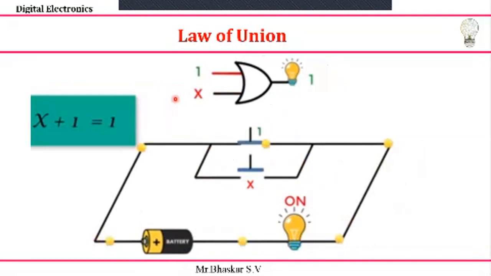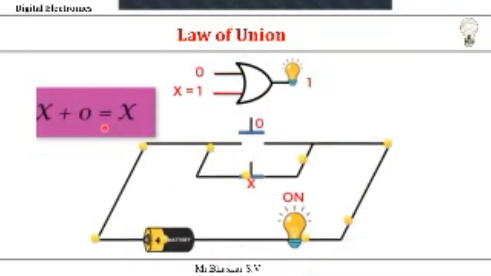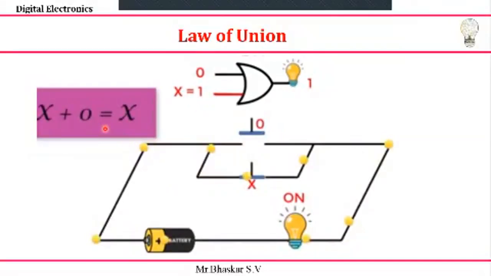Okay. Next, x plus 1. Here I'm going to keep one input of my OR gate constant at high, 1, and take the other as x. Whether the value is 0 or 1, my output is always 1, right? 1 is connected, so it's not an issue. The path will be closed, the switch will be on, and the bulb will be on. So x plus 1 is nothing but 1, and x plus 0 is nothing but x. Keep that in your mind.